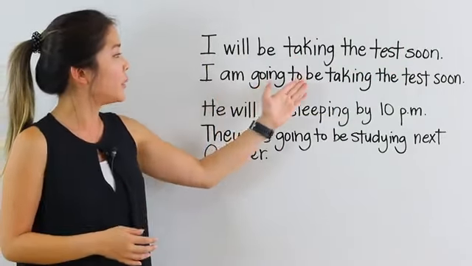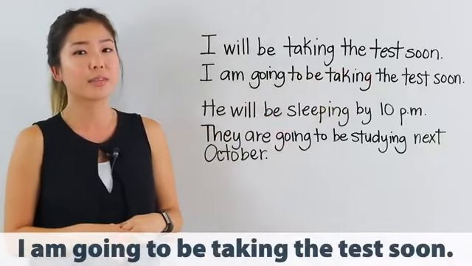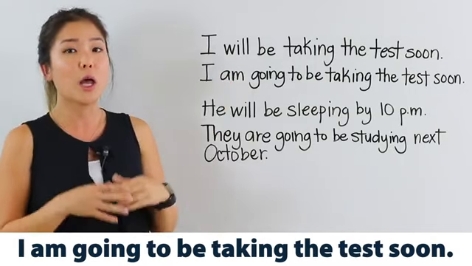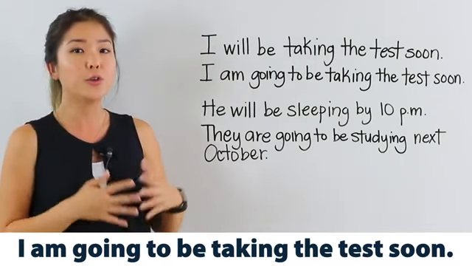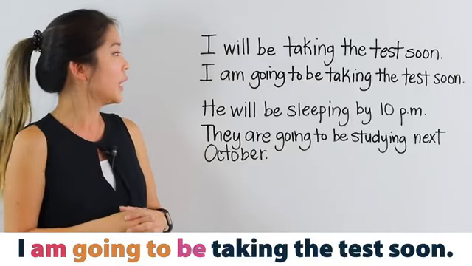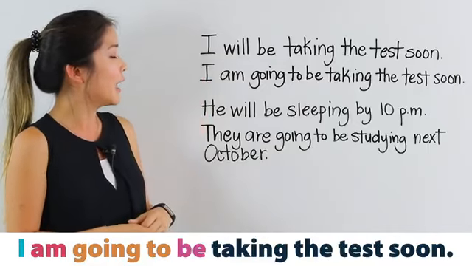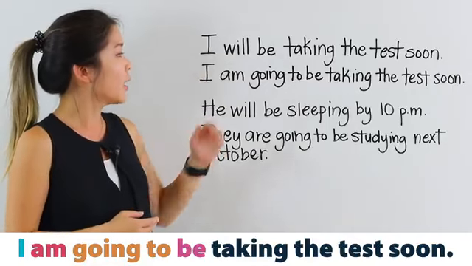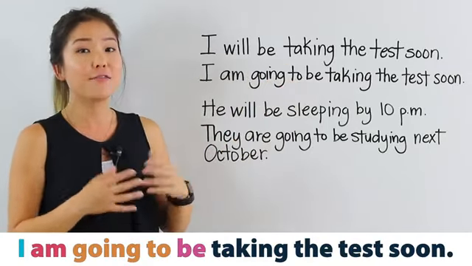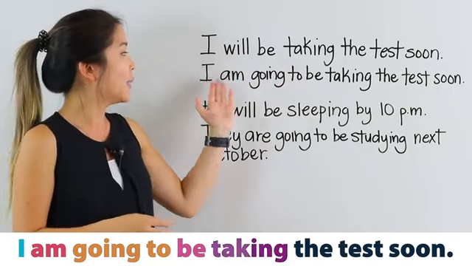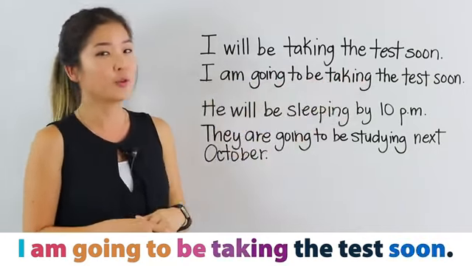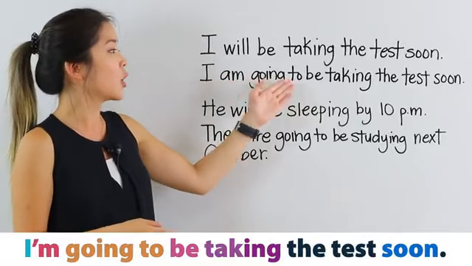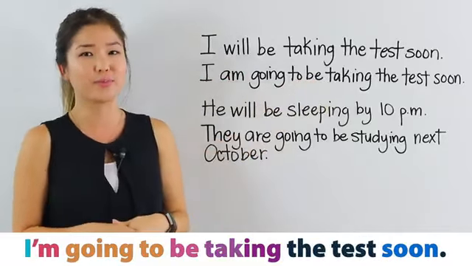I am going to be taking the test soon. This sentence means the same thing as the first sentence, but instead of will be, we used be going to be. Here, the subject is I, and therefore we have the be verb am. I am going to be, and then verb ing. I am going to be taking the test soon. I can also use the contraction and say, I'm going to be taking the test soon.